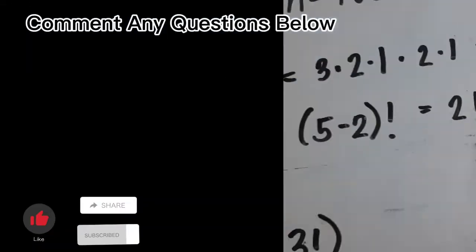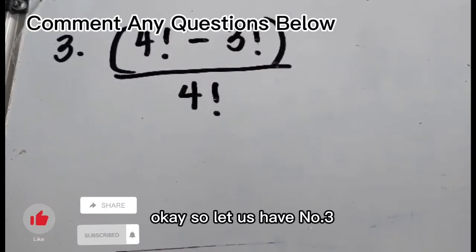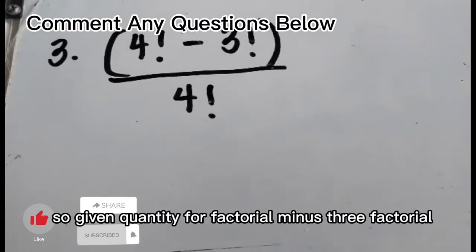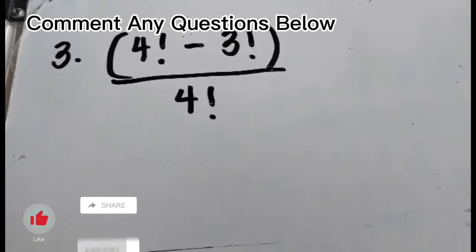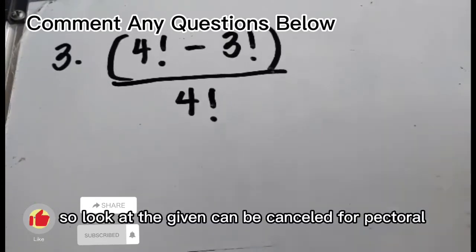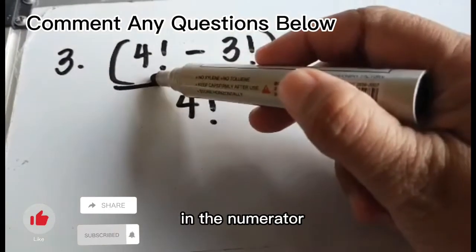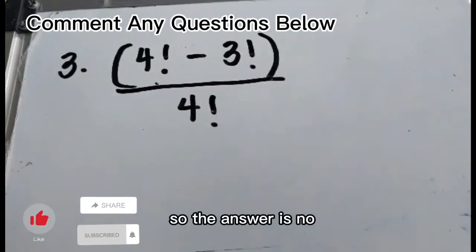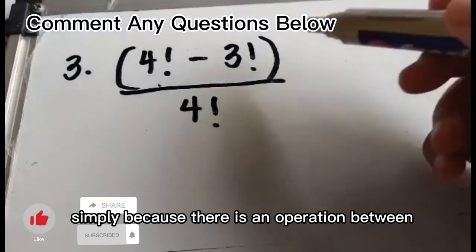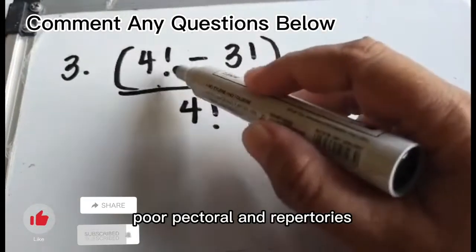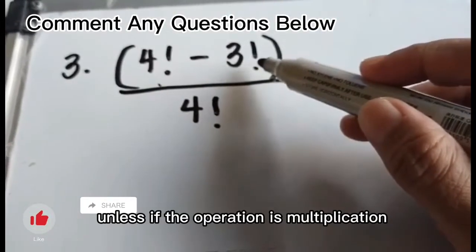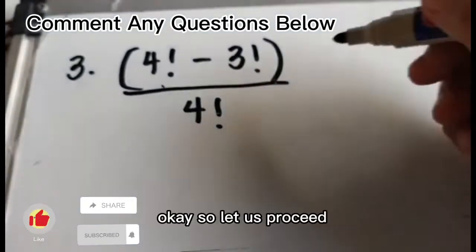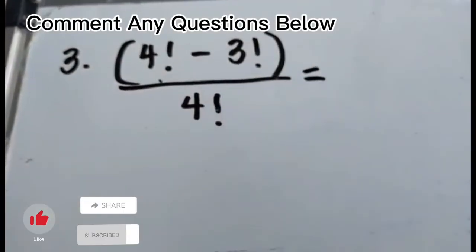Any question? Okay, let us have number 3. Given the quantity 4 factorial minus 3 factorial, divided by 4 factorial. Look at the given. Can we cancel 4 factorial in the numerator and 4 factorial in the denominator? The answer is no, simply because there is an operation between 4 factorial and 3 factorial, unless the operation is multiplication. Okay, let us proceed.